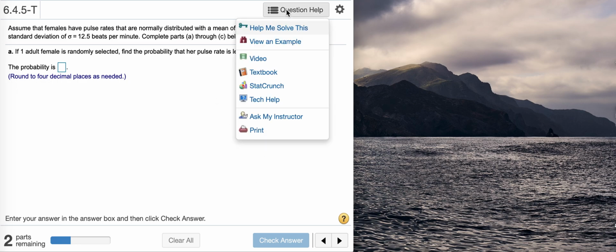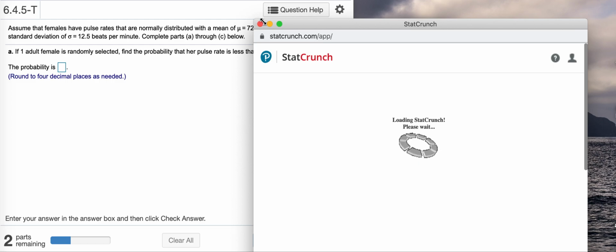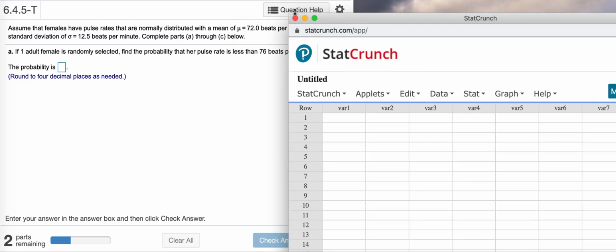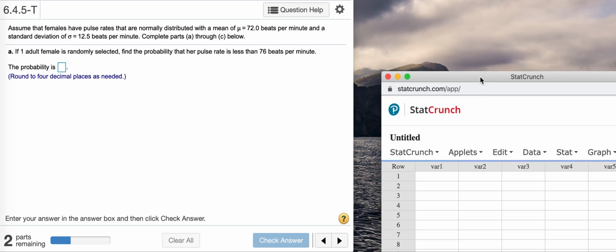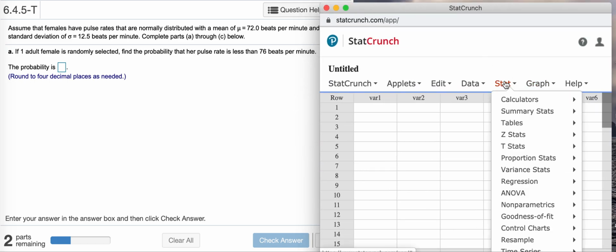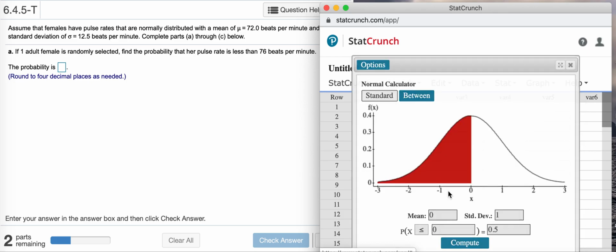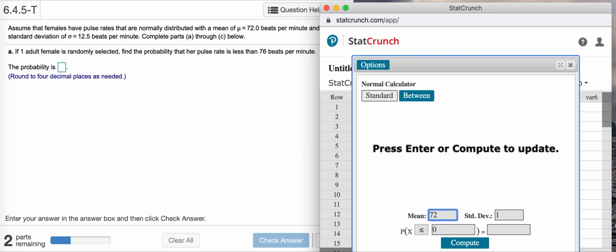So I'm going to open up StatCrunch. I'm going to go to my calculators, so Stat, Calculators, and I'm going to use the normal distribution. And so here the mean is 72 beats per minute, and the standard deviation is 12.5 beats per minute.